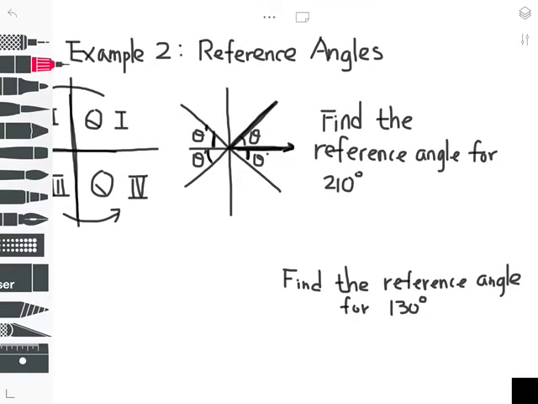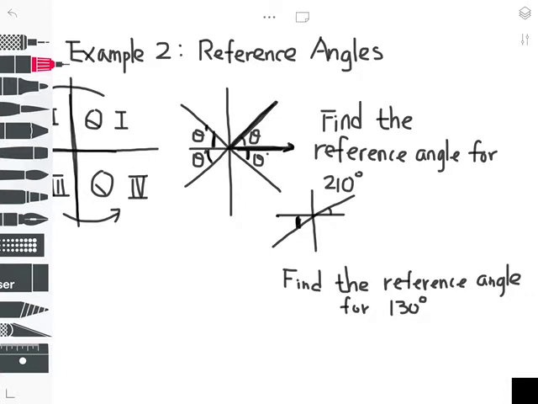Back to our example. Find the reference angle for 210 degrees. So 210 degrees, how do I draw that? Let me make a sketch. Remember, when it comes to this type of question, I like to give myself a quick sketch. 210. So it's going to be the angle measurement here, the small angle, right? Remember we're using the bow tie concept. So what is this angle measurement?